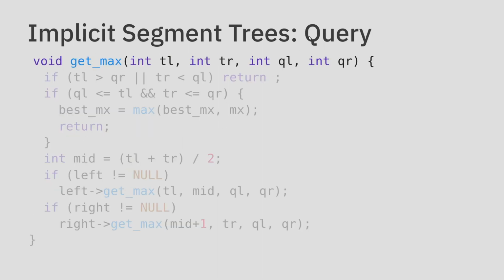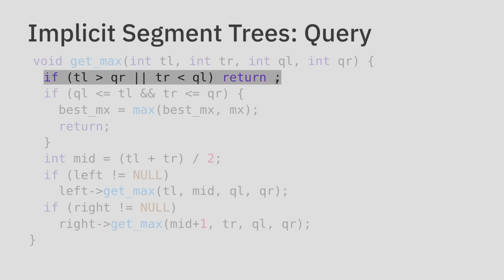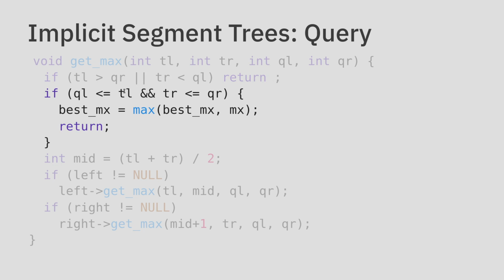Next, if you want to query for a range, again, the root of the segment tree or any node of the segment tree stores the maximum from TL to TR, and we want to find the maximum from QL to QR. So this is the function that we write. If the ranges don't overlap, this is not a valid range that we want to look up, so we return from that. If the node completely lies in our query range, we need to update the best maximum that we can, the answer for this query.